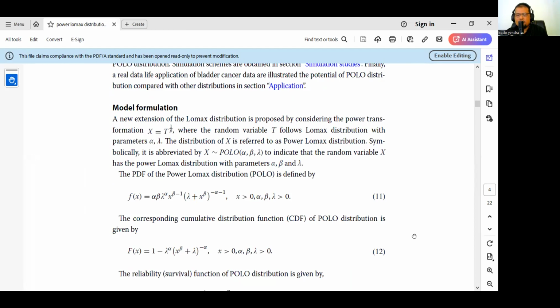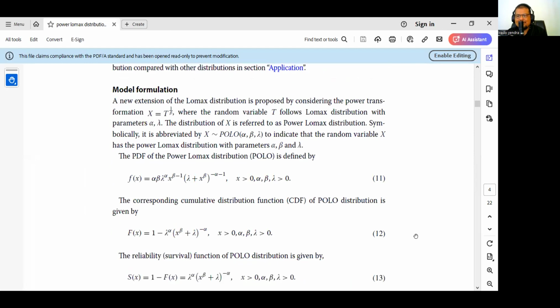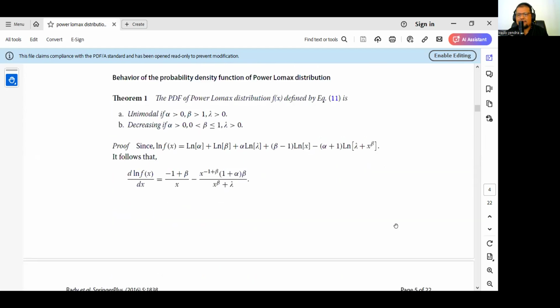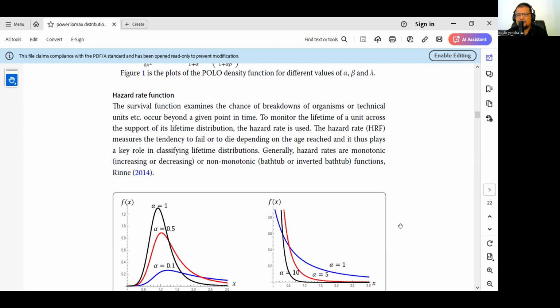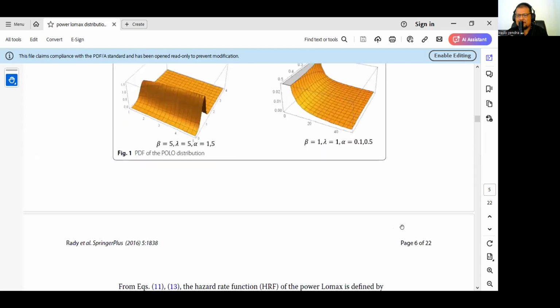From equation 11, we can create the density plot to check the goodness of the density function. And from equation 12, we can create the cumulative plots to check the goodness of fit of our density function. In this research article, we can also find the log likelihood function. As we know, the log likelihood function is the key to estimating the parameters.